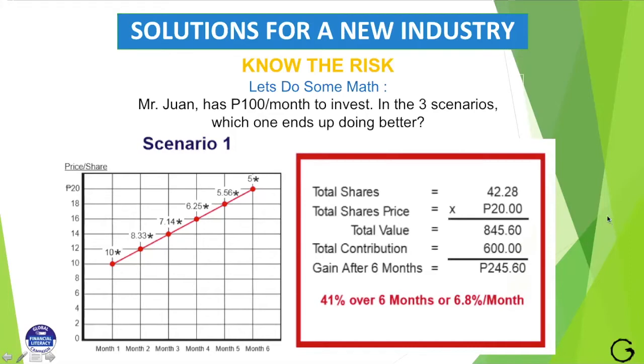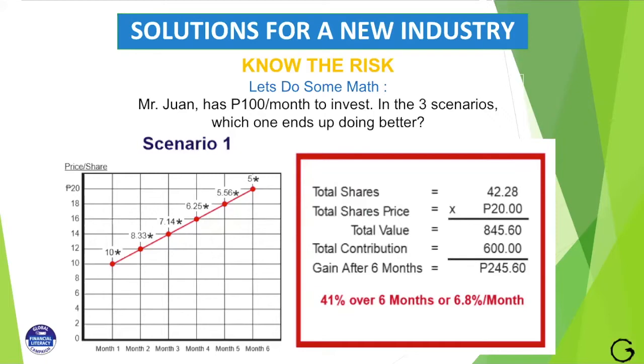Ang total, if he invested for 6 months, the total shares will be 42.28 following the graph that we have. And then the total share price at 20 pesos. So you multiply that, the total value is 845.60. Your total contribution in 6 months is 600. So 845 minus 600, you'll have 245.60 gain, which is 41% over 6 months or 6.8% per month.